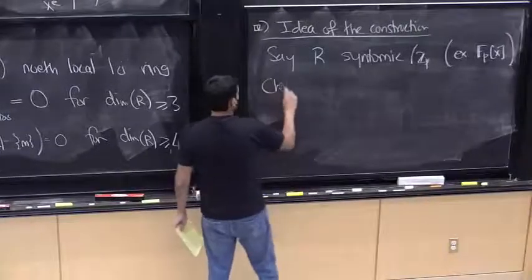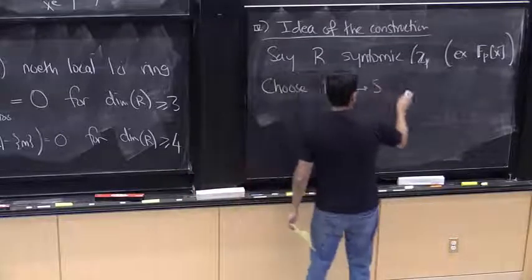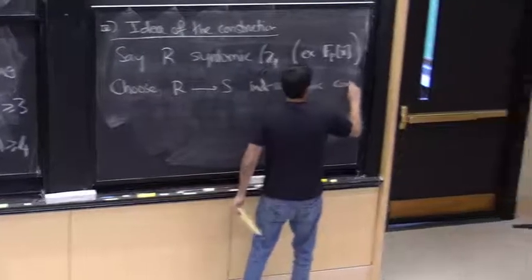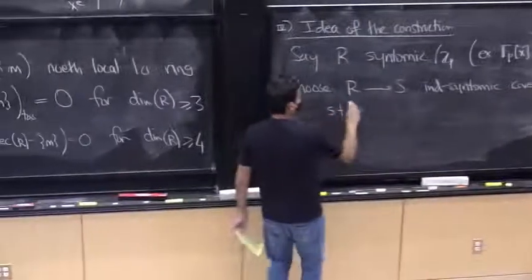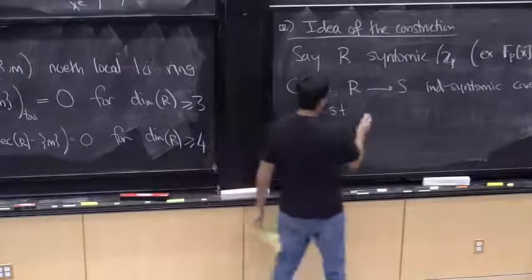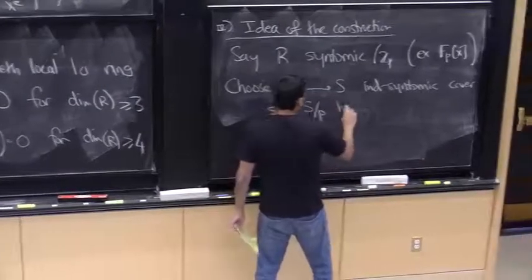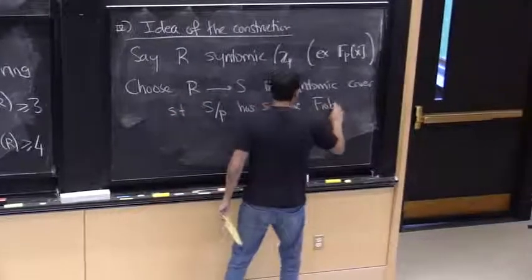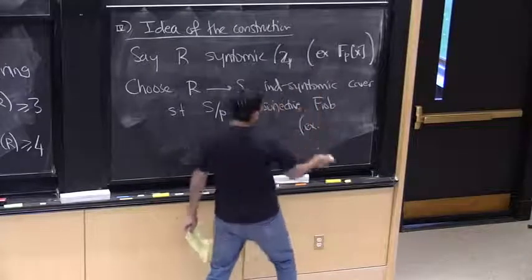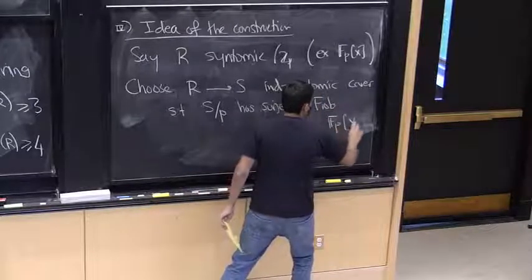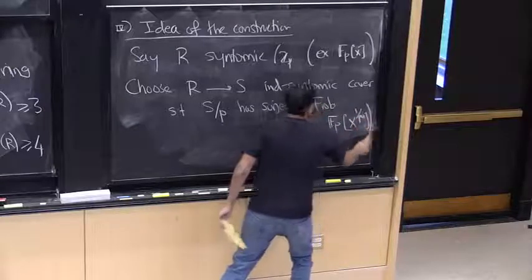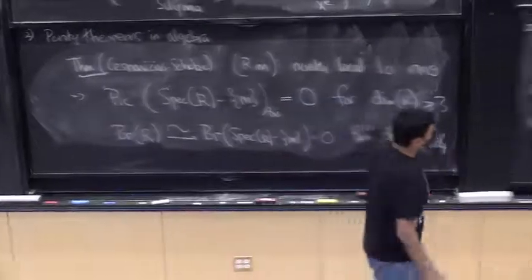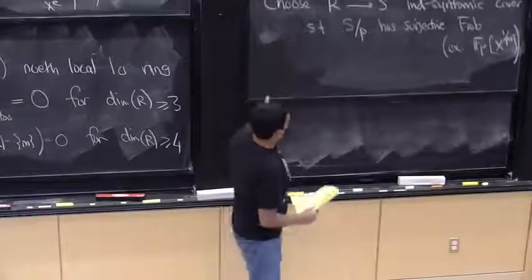So I'm going to choose R to S, which is an ind syntomic cover. Again, I'll give an example, such that this ring S is supposed to be highly ramified. And one way to say it is that S upon P has a surjective Frobenius. So it's really huge. Again, in this example, you could take F_p adjoin not just X, but all the p-power roots of X. So some non-Noetherian ring. So you've thrown in all this ramification.